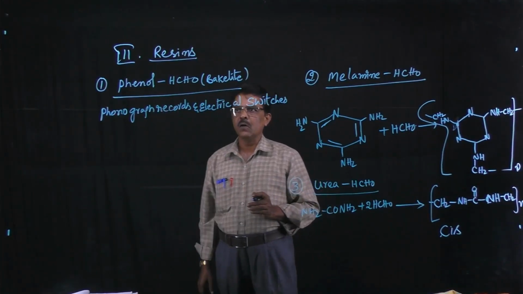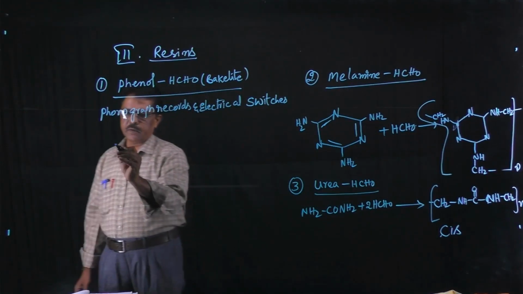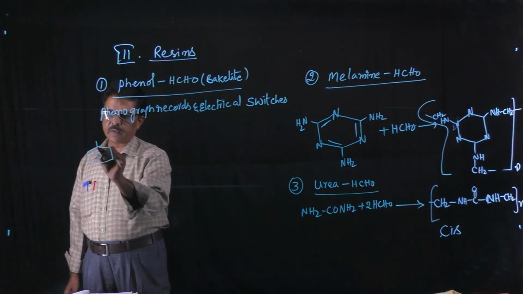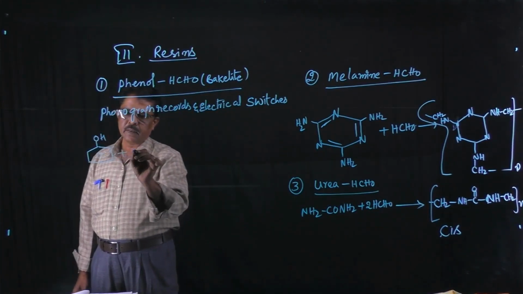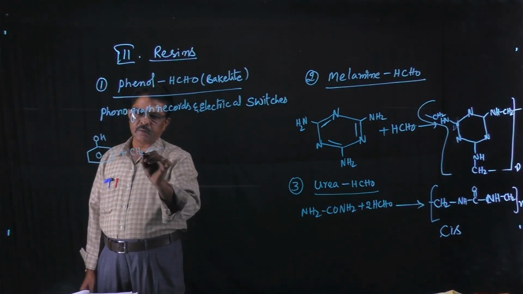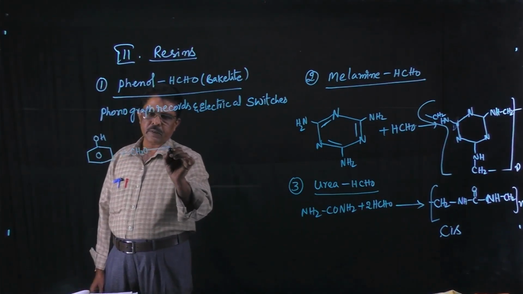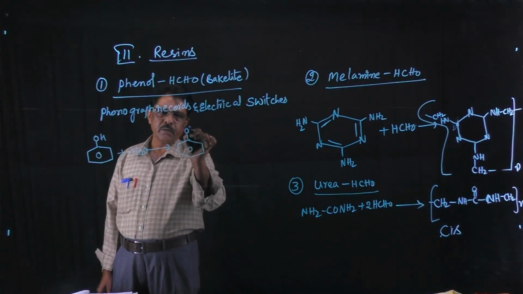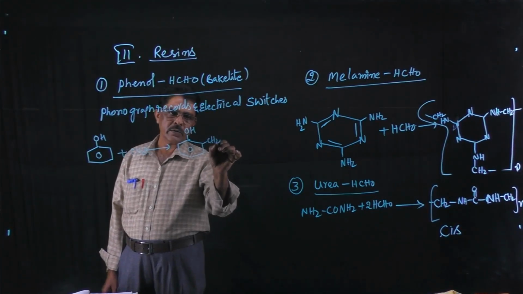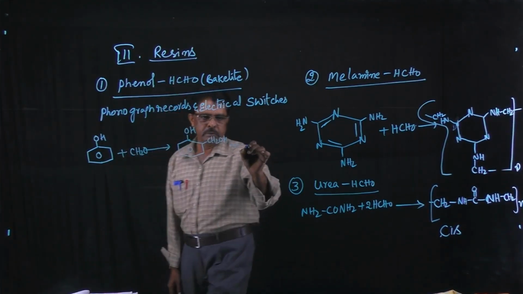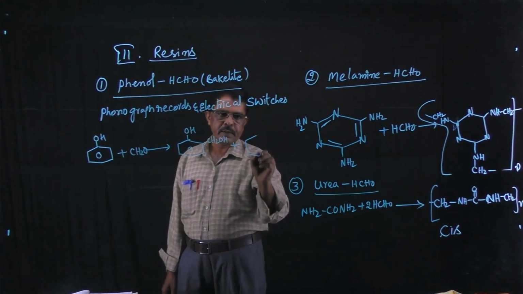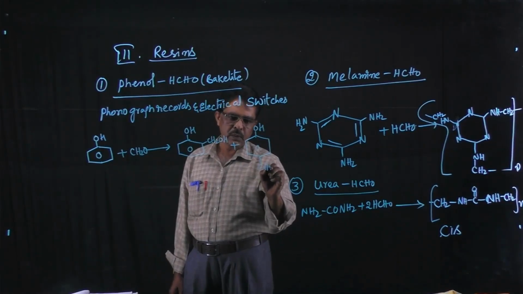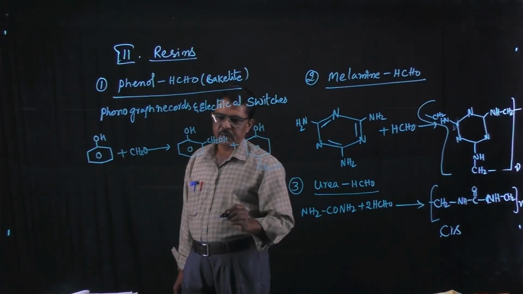Let us take phenol and formaldehyde resin. You know that phenol is a benzene ring consisting of an OH group. This benzene reacts with formaldehyde, HCHO, and gives two types of compounds, here OH and here CH2OH at the ortho position. Next, at the para position, para hydroxybenzyl alcohol is another compound.